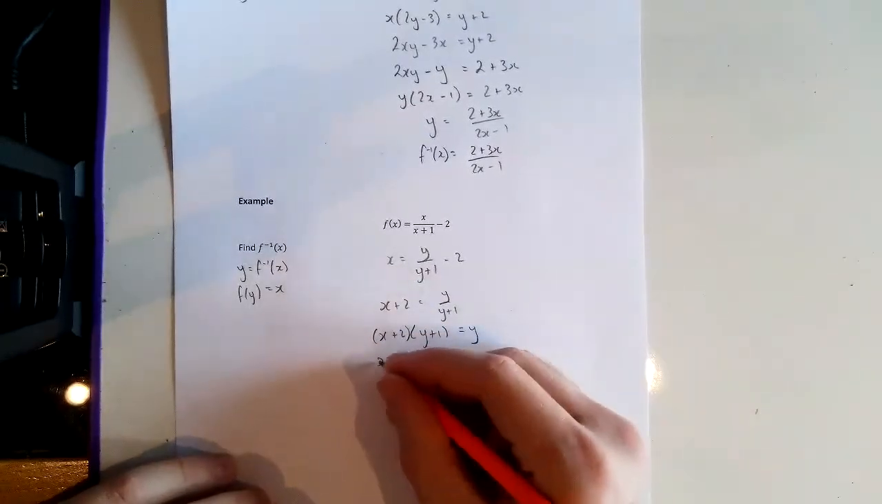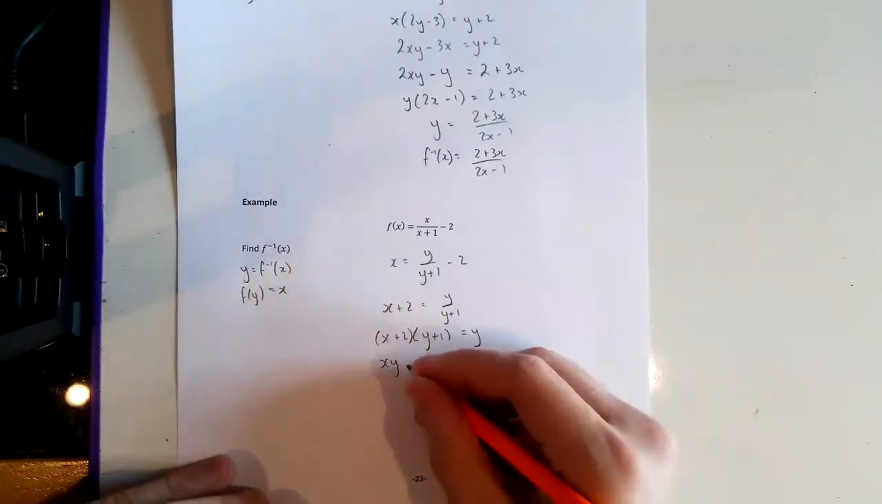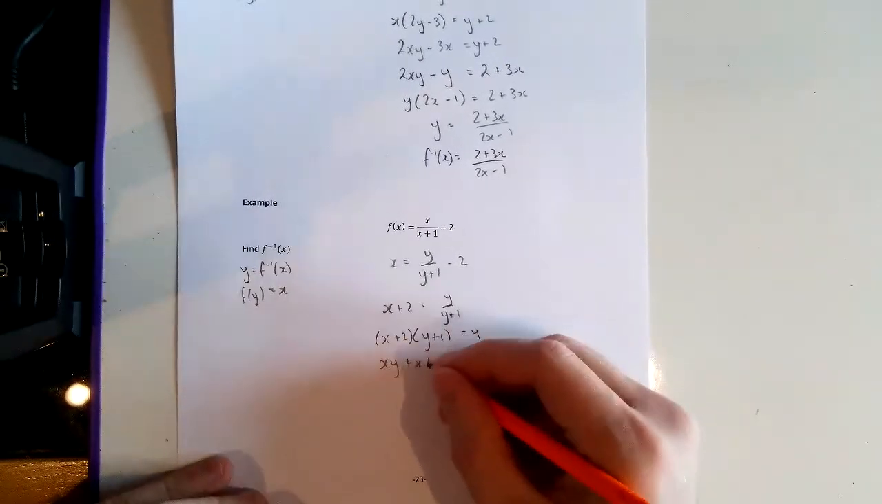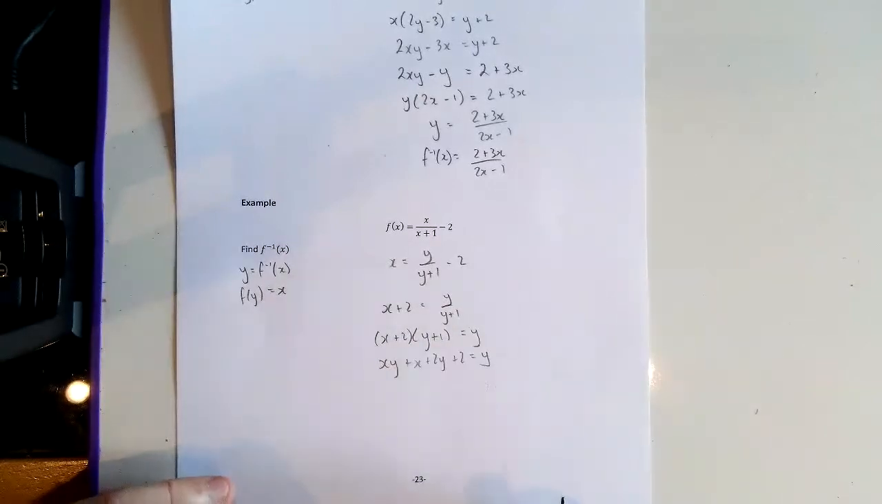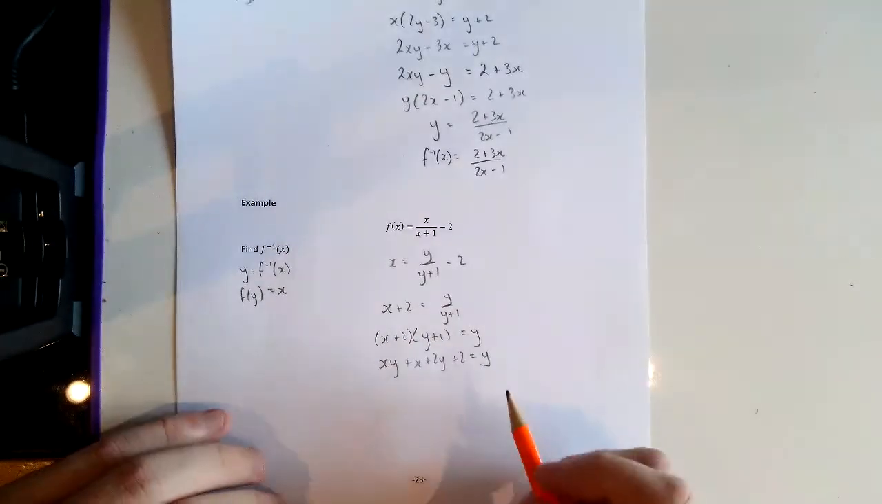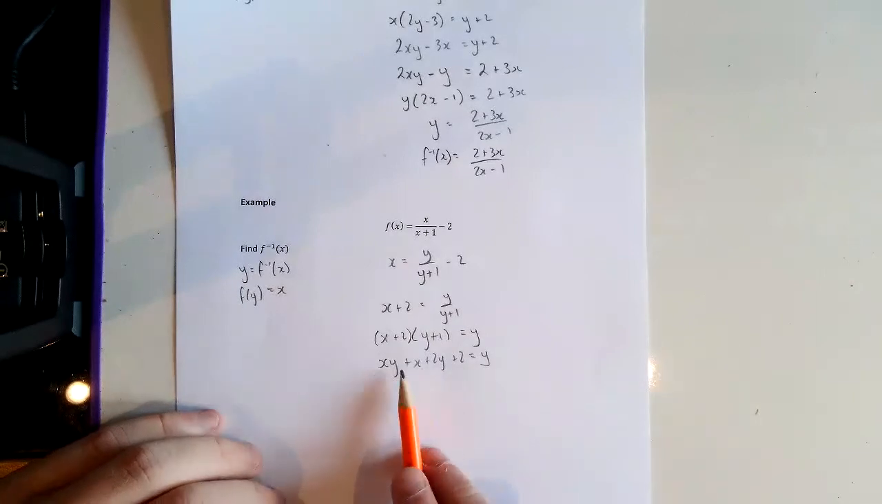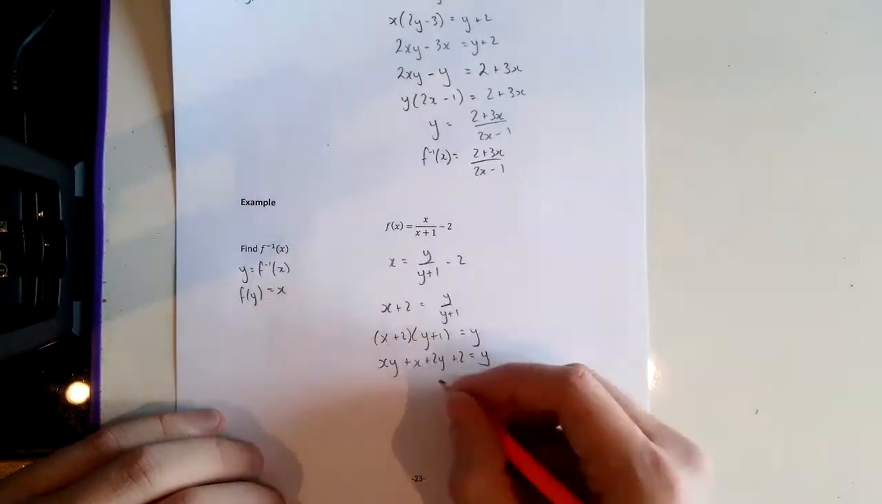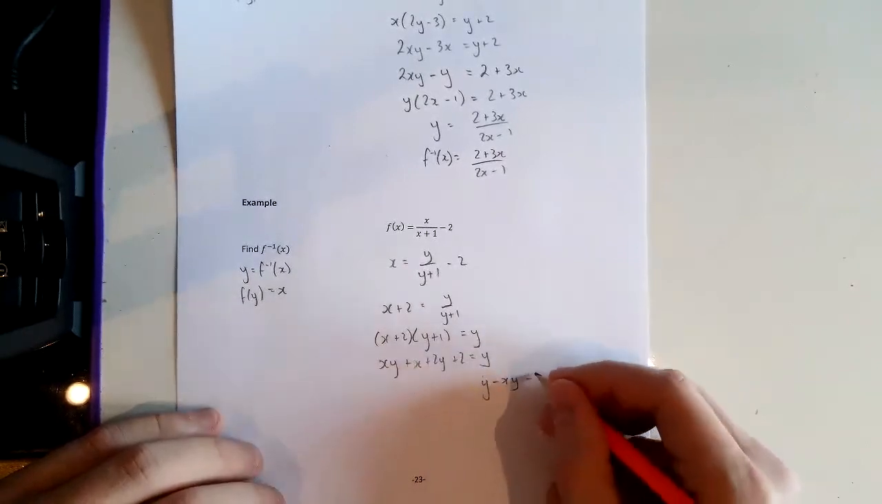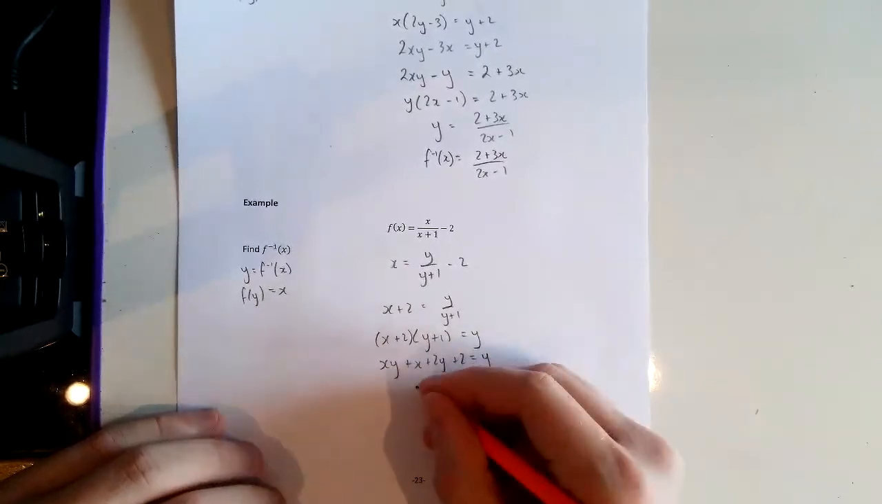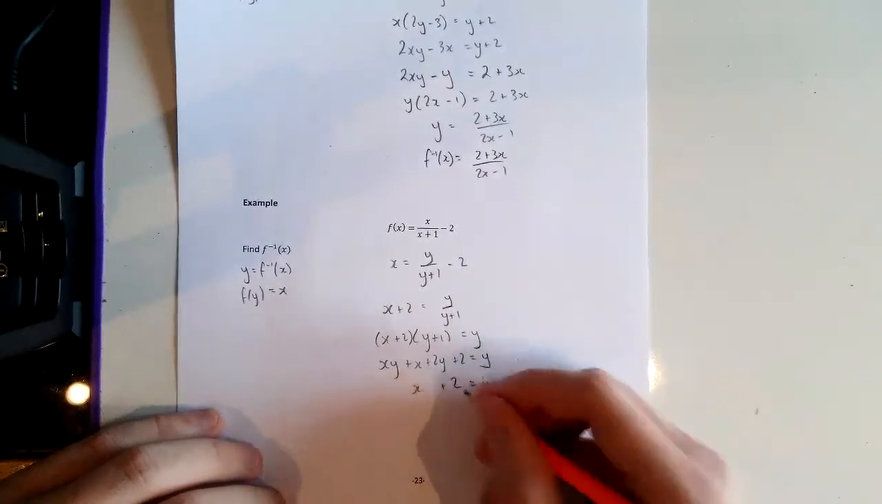Expand, so I get x times y, x times 1, 2 times y, 2 times 1. And I want all the y's on one side. So I'm going to take them to this side. So I'm going to take away the xy. I'm going to take away the 2y from both sides. So I'm left with, on the other side, x and 2.